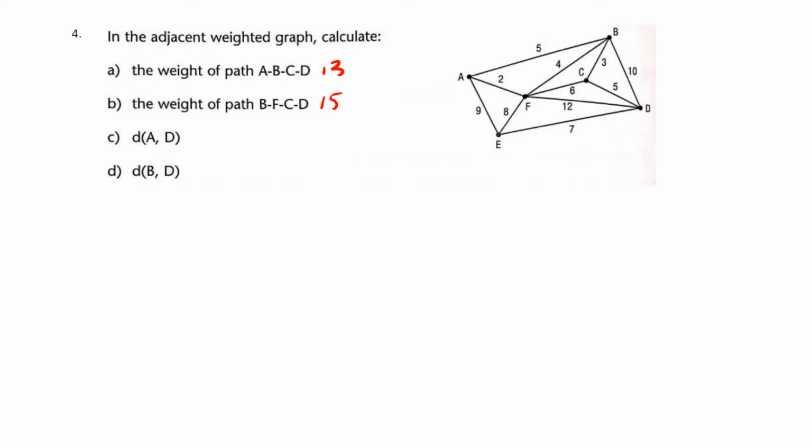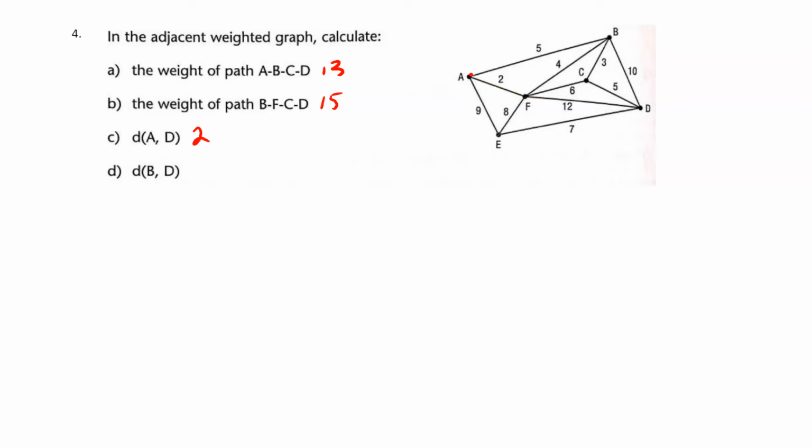Part C asks us, what's the distance from A to D? Remember, even though we've been talking about weighted graphs, the distance is the smallest number of edges it takes to get from one point to another, from one vertex to another. So we're looking for the shortest path, not the smallest weight. In this case, we can go from A to E and E to D. It'll give us a distance of 2.